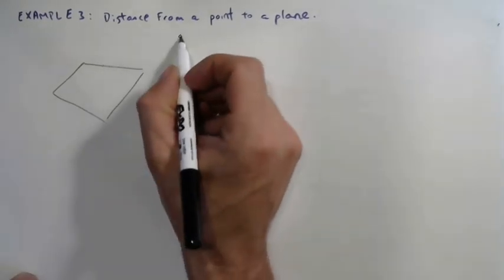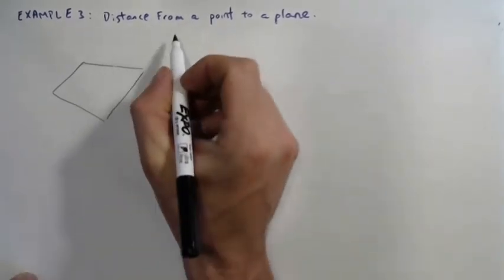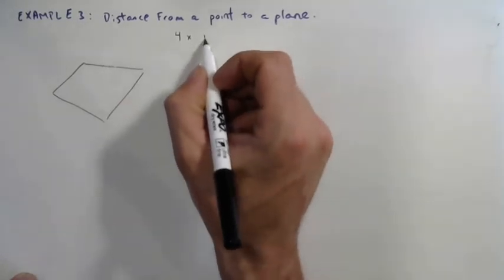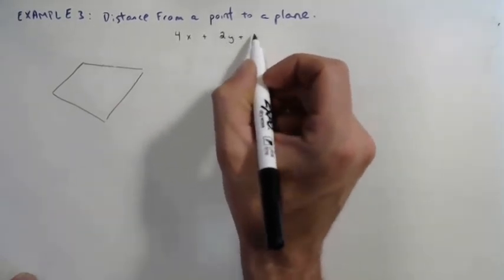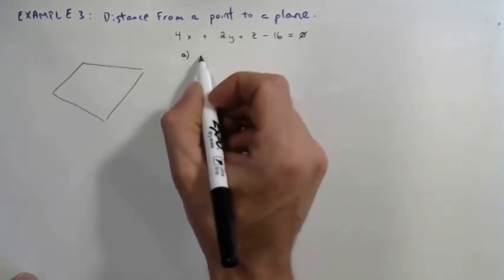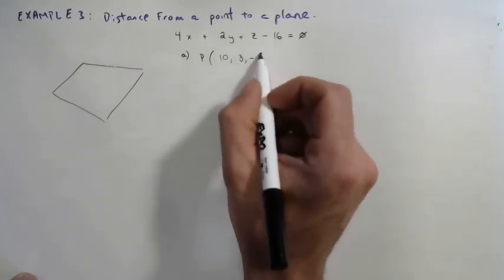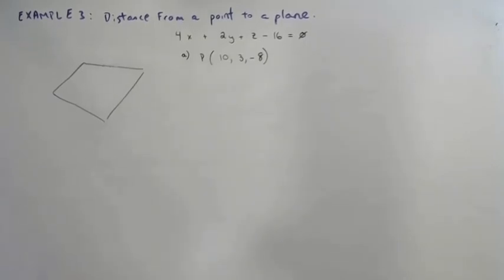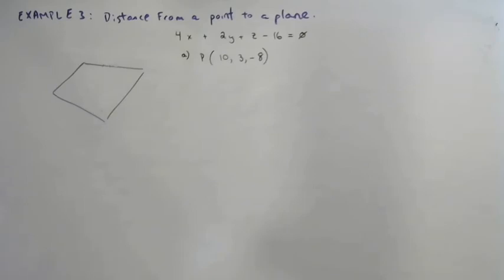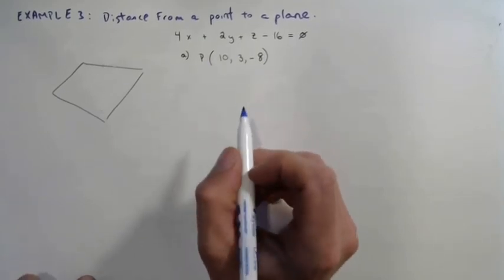In example 3a, we're given a point. Well, let's give the plane first. Okay, so we're given the plane. We're going to use this plane for both examples, but the plane is 4x plus 2y plus z minus 16 equals 0. And in A, we're going to determine the point P, which is (10, 3, -8), what is the distance from that point to the plane? So the first thing we want to do is check to see if the distance is 0. We can check to see if the point P is on the plane.